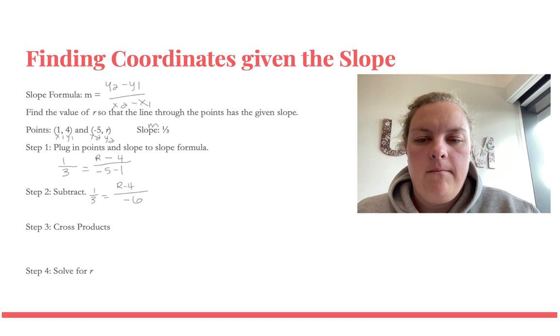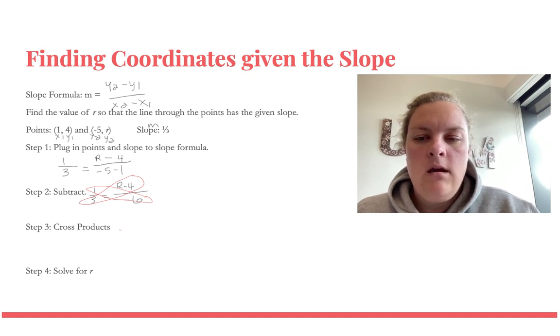So how do I solve this? Well, I'm going to solve this proportion by using cross products. So we're going to cross multiply. I'm going to show you here with my red pen what we're cross multiplying. We are cross multiplying 1 and negative 6, and r minus 4, the quantity, times 3. So here's what this looks like. I want you to write out your cross products.